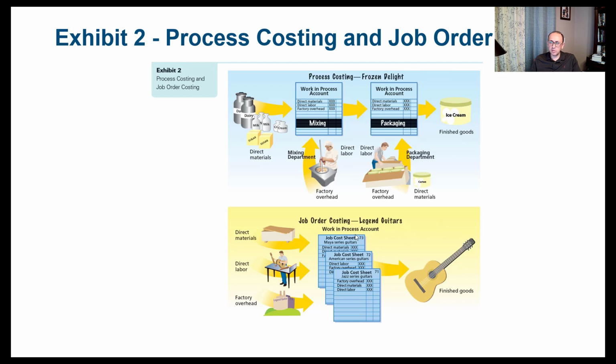For Legend Guitars, it's different. Here you have different job orders, like the Maya series guitars, the American series guitars, and the Jazz series guitars. Each one of these is considered a different job and would have its own direct material, direct labor, and factory overhead. And at the very end, we'll have different batches of finished goods.